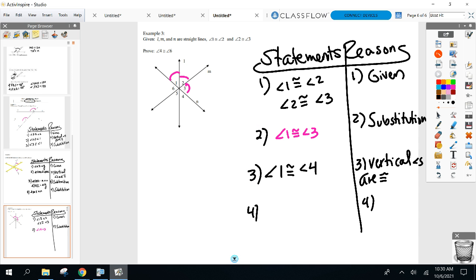George, got something? 4 is congruent to 3. 4 must be congruent to 3 because of substitution. Substitution again. Yeah. And I'm going to keep saying this. This is not the only way we could have done this proof.